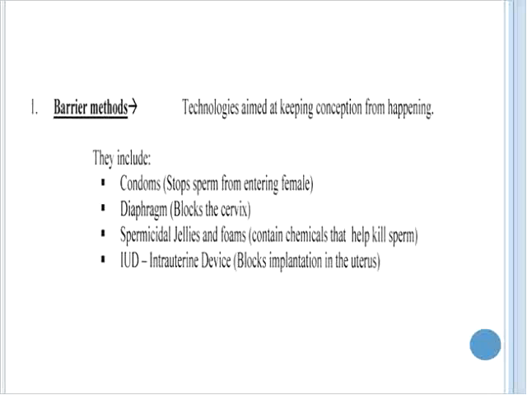Initially, let's look at the barrier methods. These are technologies aimed at keeping conception from happening by blocking the egg and sperm from coming in contact with each other. These include the use of condoms, which provide a physical barrier, the diaphragm, which blocks the cervix, again preventing egg and sperm, spermicidal jellies and foams, they kill sperm cells, and the use of an IUD or intrauterine device. This would actually block implantation in the uterus.